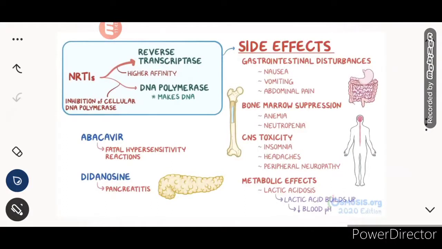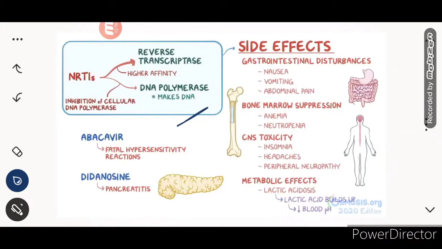And metabolic effects can lead to lactic acidosis, that is, lactic acid builds up and results in a decrease of the blood pH. So mainly, we have to control the dose, because it can also affect the host cell DNA polymerase that makes the DNA, and it can lead to abnormalities in the DNA. Okay, but there are very low chances of this occurring.